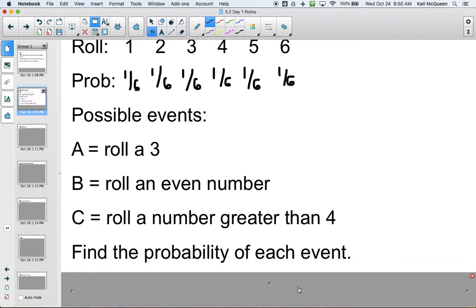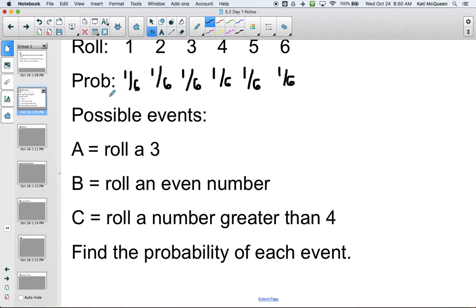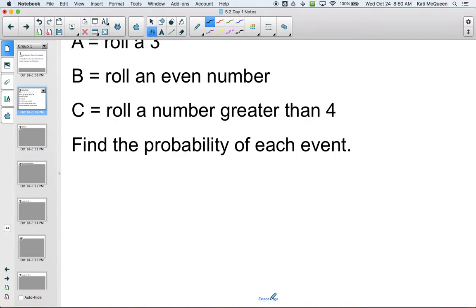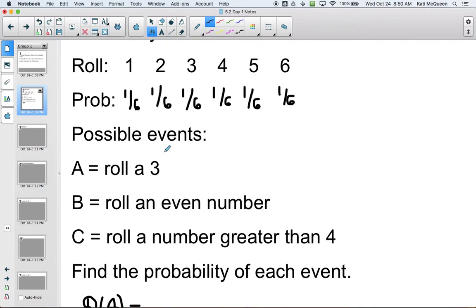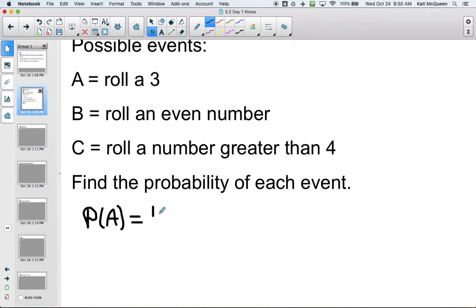All right, so we want to find the probability of each of these events then. So here is how we're going to write this. So I'm going to say the probability of event A. So this is pronounced the probability of A. Okay, so if event A is rolling a 3, what's the probability that on one single roll I get a 3? Well, it's 1 out of 6 options, so it's going to be 1/6.